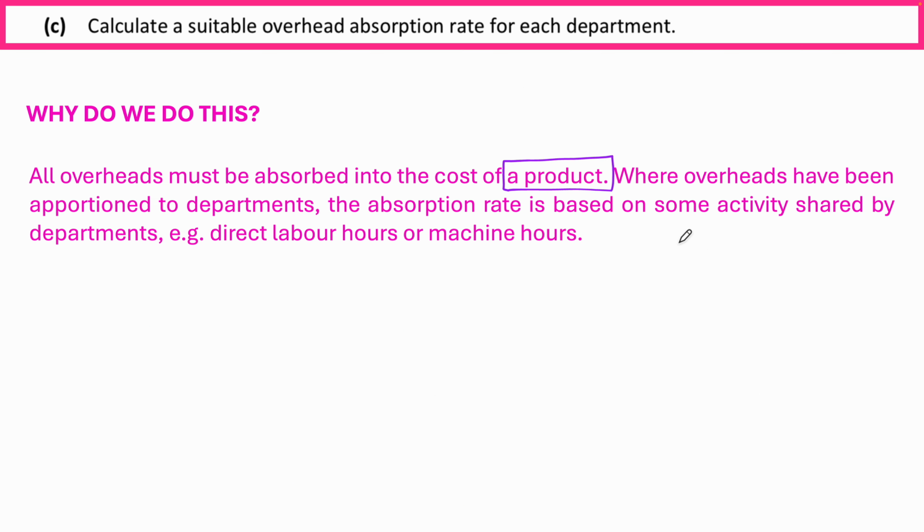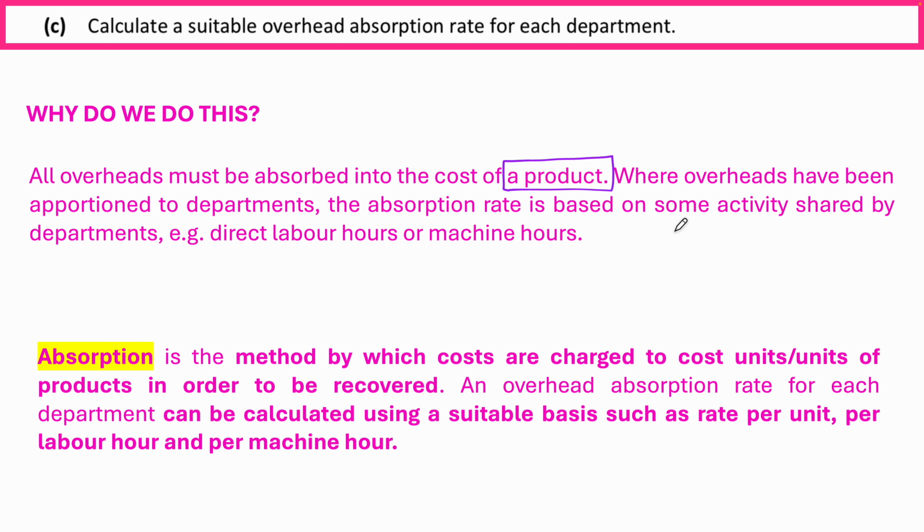So where overheads have been apportioned to departments, the absorption rate is based on some activity shared by departments, for example, direct labour hours or machine hours. So absorption is the method by which costs are charged to cost units or units of products in order to be recovered. An overhead absorption rate for each department can be calculated using a suitable basis such as rate per unit, per labour hour and per machine hour.